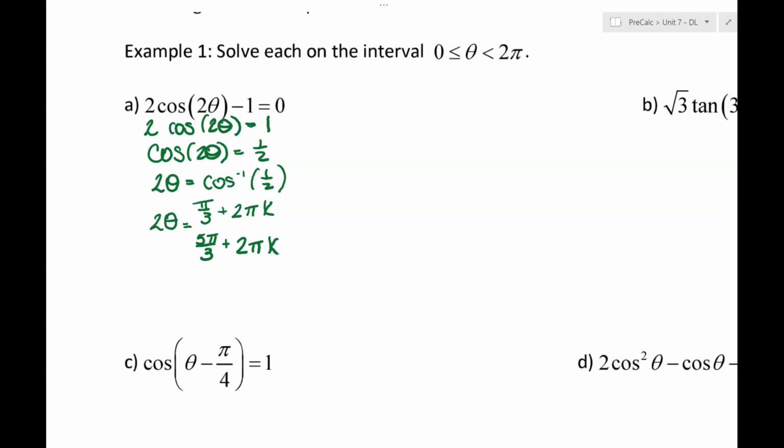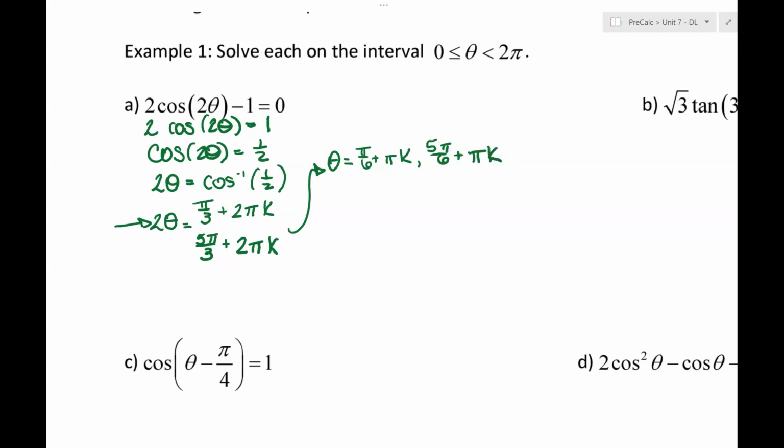Well, the reason that I'm doing that is because I need to solve for theta, not 2 theta. Okay, I'm going to divide everything by 2. So we're going to say, I'm going to move over here, that theta is equal to pi over 6 plus pi k, and 5 pi over 6 plus pi k.